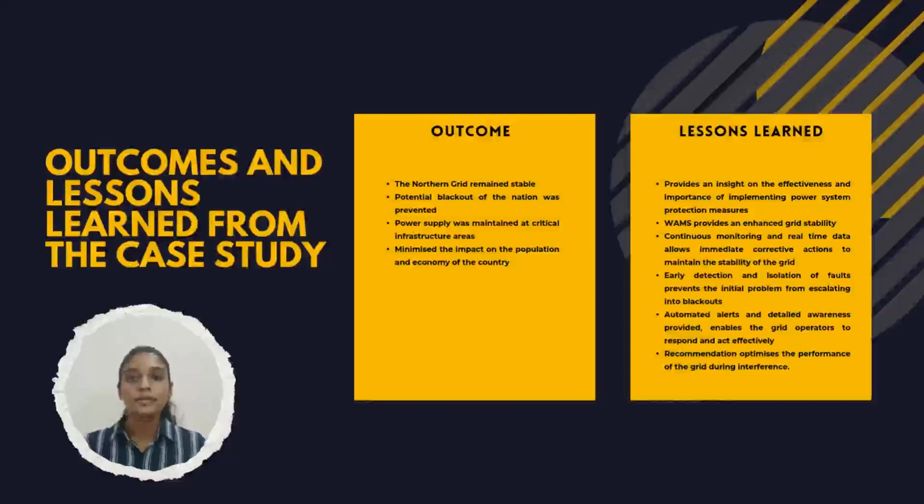The lesson learned from this case study is that with the implementation of power system protection measures, WAMS provides enhanced grid stability. The continuous monitoring and real-time data allow immediate corrective actions to maintain the stability of the grid. Consequently, the early detection and isolation of faults prevent the initial problem from escalating into blackouts. The automated alerts and detailed awareness enable grid operators to respond and act fast and effectively. The system's recommendation optimizes the performance of the grid during interference.